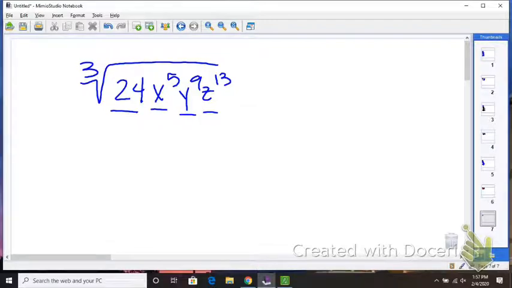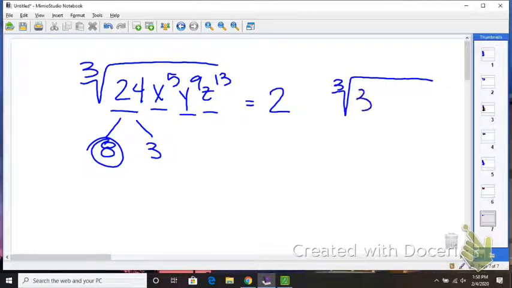But I can break 24 down to two numbers that multiply to be 24, where one of them is a perfect cube. 6 and 4, neither one is a perfect cube. 8 and 3. Which one's the perfect cube? 8. What's the cube root of 8? 2. So I can bring my 2 out to the front, and then my 3 has to stay in the house. The non-perfect has to stay in the house.